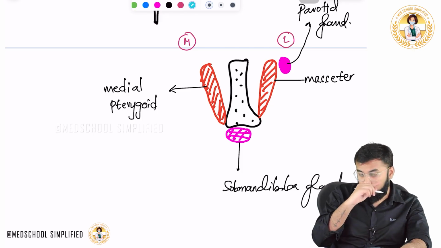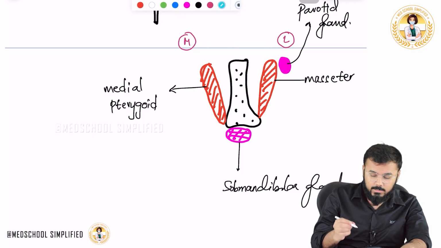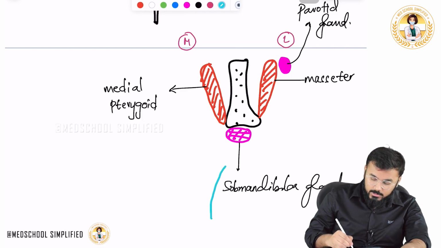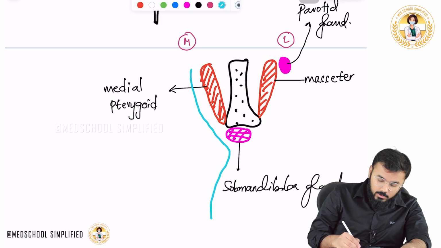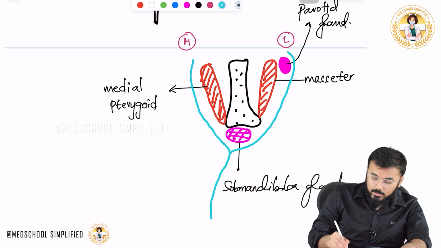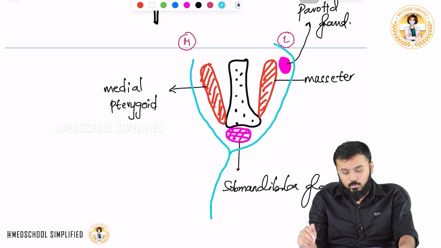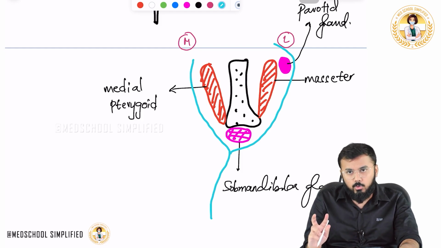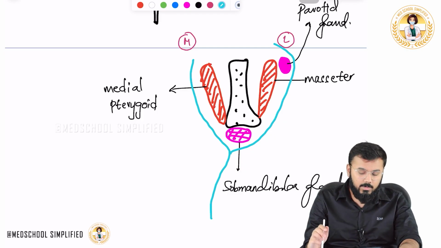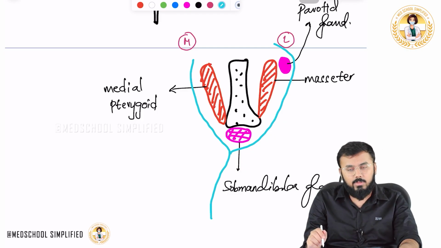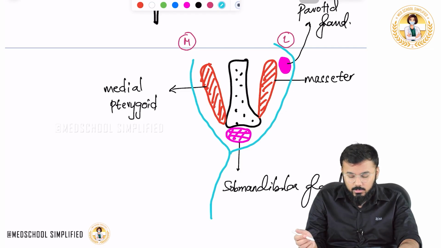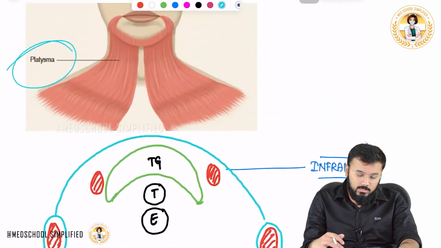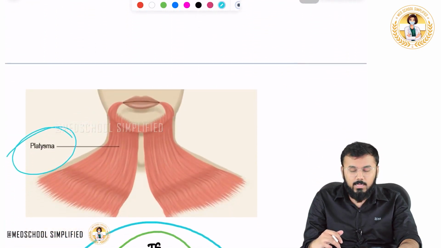Okay. Now just look at how this investing layer is surrounding. So this is the investing layer that covers your medial pterygoid, that even covers in this way, right? So now you can see that at the level of the mandible, the investing layer is splitting into 2 layers. One layer is covering the medial pterygoid and the other layer is covering the masseter. Not only masseter, it is also covering your submandibular gland as well as your parotid gland. Okay. So this is all you need to know regarding the investing layer.